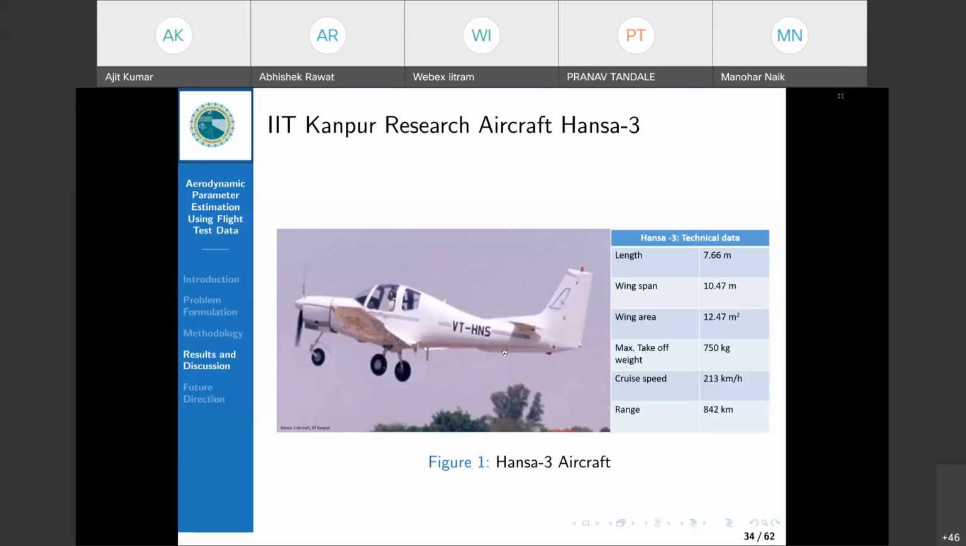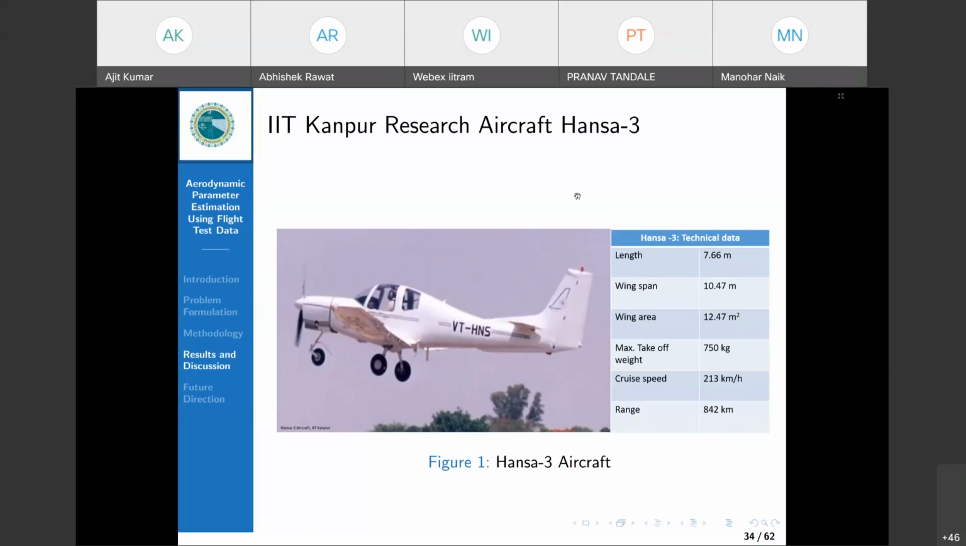These are the technical specifications of the Hansa 3 aircraft. Length is 7.66 meters, wingspan is 10.47 meters, wing area is 12.47 square meters, and it has a maximum takeoff weight of 750 kilograms. Cruise speed is around 213 kilometers per hour, and it has a range of 840 kilometers.